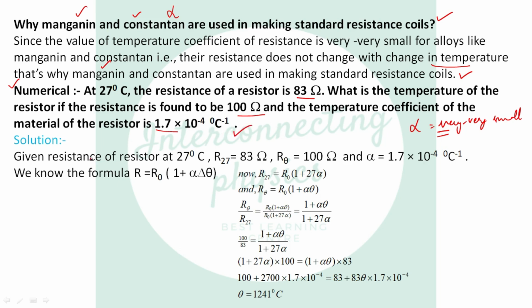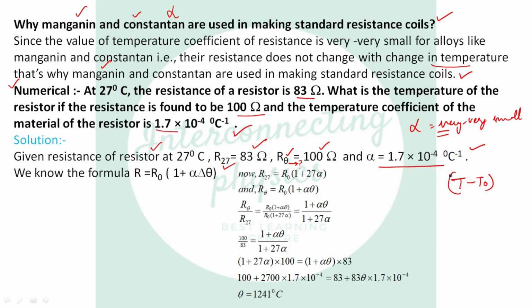Now, let us write what we are given. The resistance of the resistor at 27 degrees Celsius, R27, is 83 ohm, and the resistance of the resistor at temperature theta, which we have to measure, is R theta equal to 100 ohm. Alpha is given as 1.7 × 10^-4 per degree Celsius. Now we know the relation R = R0(1 + alpha delta theta). What is delta theta? It is T minus T0.